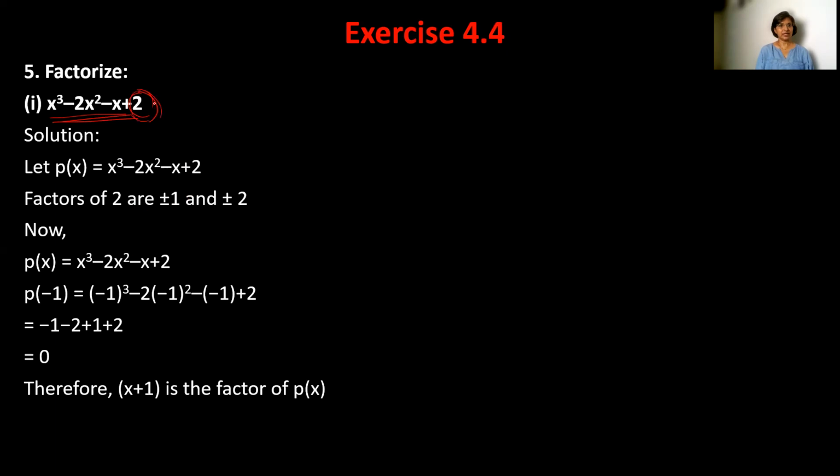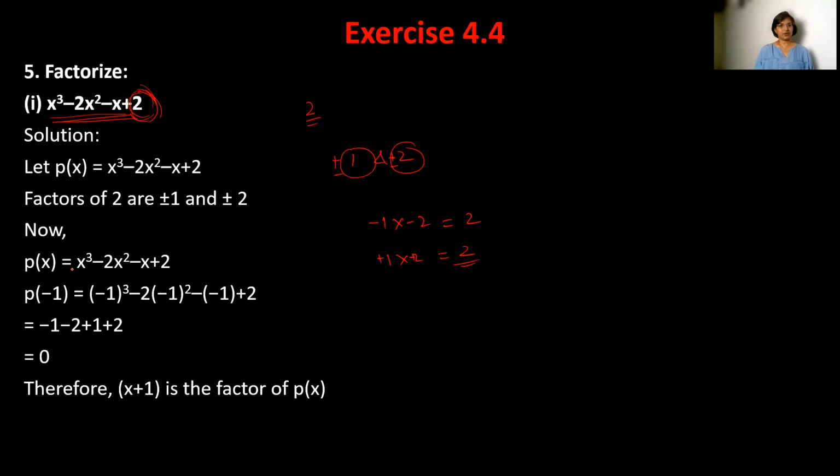To find the first factor, we look at the constant in this cubic and find the factors of it. Here 2 is the constant, so the factors could be 1 and 2. These could be plus or minus, and we consider both, because minus 1 into minus 2 gives 2, and 1 into 2 also gives 2.